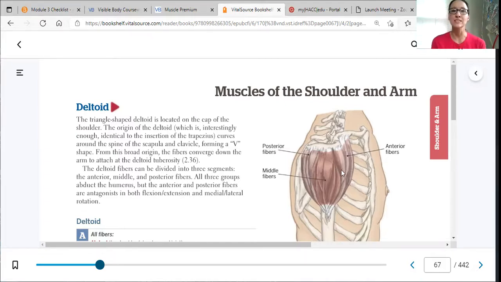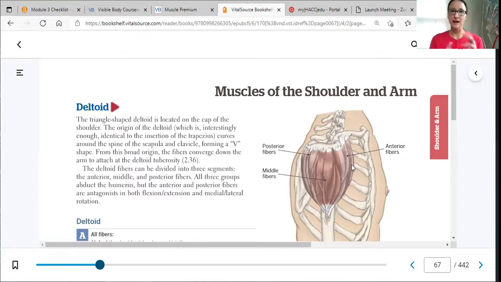Who remembers what type of muscle this is based on the fibers that are there? That's right, it is a multipennate muscle. Multipennate, see all those lovely fibers intertwine with one another? It's a multipennate muscle, good.